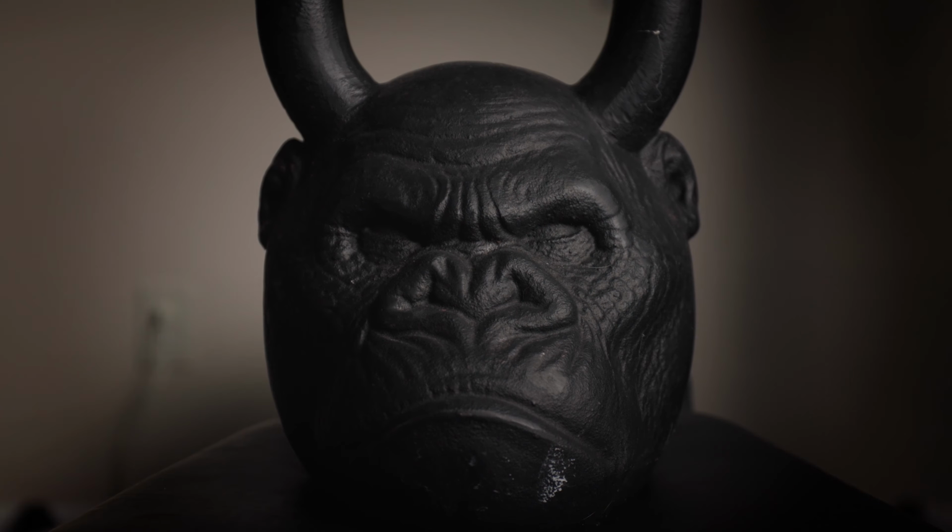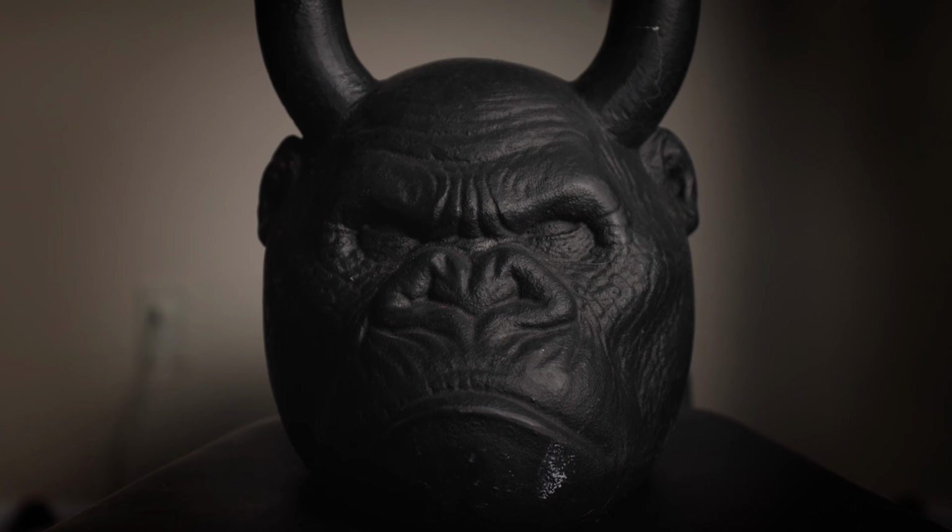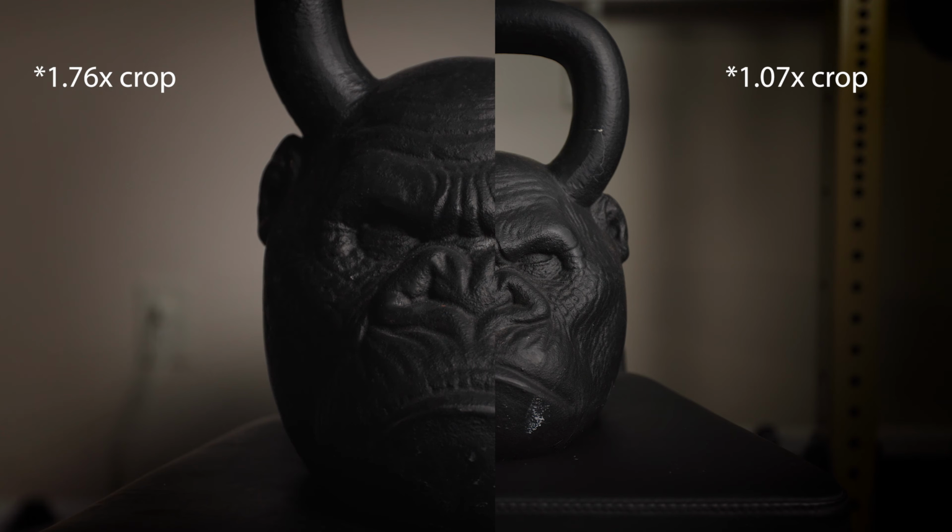So this is what the EOS R actually looks like at 35 millimeters, which is what I had my EOS R6 set to. So you can get an idea of the crop difference that you're going to get when you're shooting in 4K in both of the cameras.